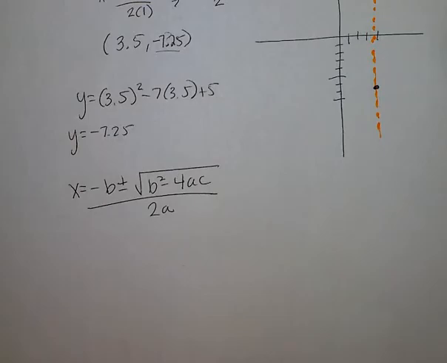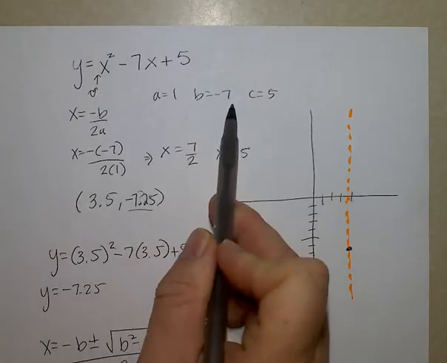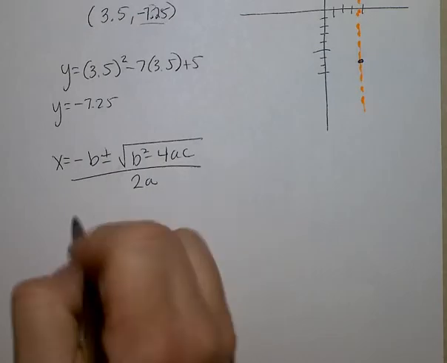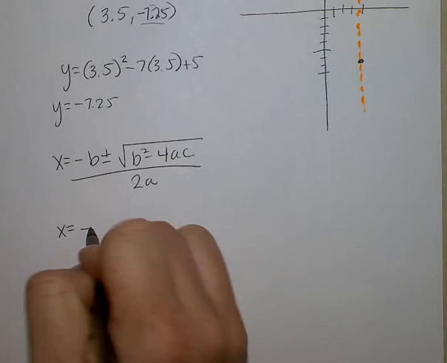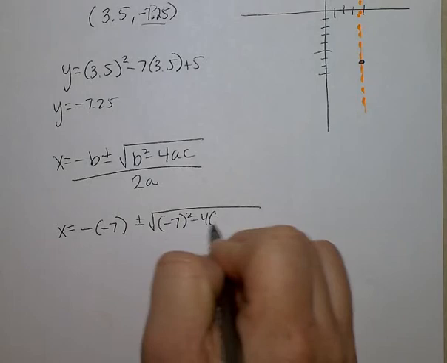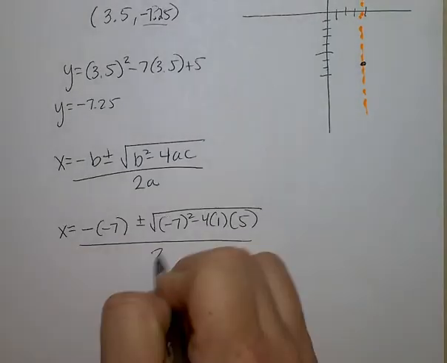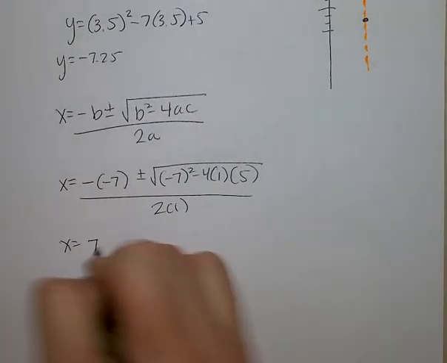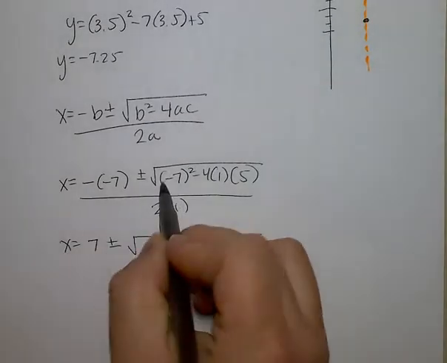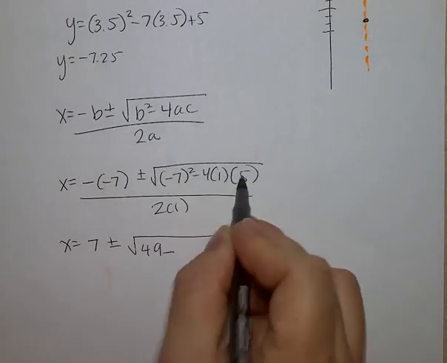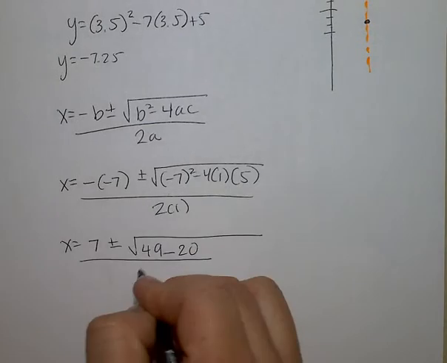This has to be memorized. I'm going to pull the numbers 1, -7, and 5 and place them into the quadratic formula. Two negatives make a positive. -7 squared is 49. 4 times 1 times 5 is 20. All over 2.